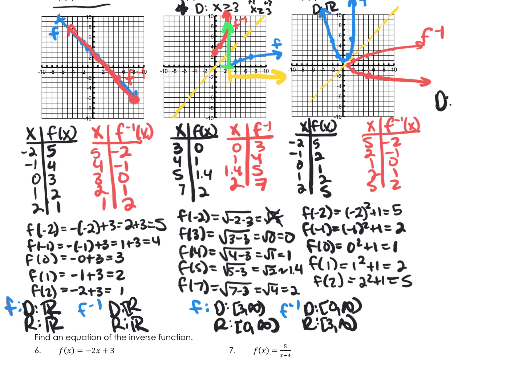And then for this guy here, for f, the domain will be all real numbers, because for the blue function it goes left and right forever, or negative infinity to infinity, and the range will be from 1 up, so 1 to infinity. And you can look at the graph of f inverse if you want to try to find the domain and range, but they'll just flip.